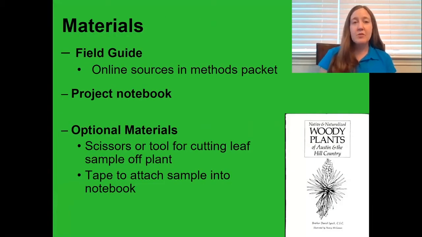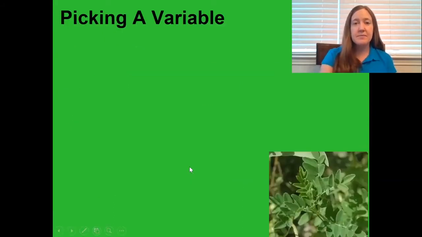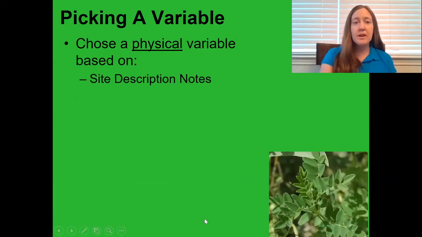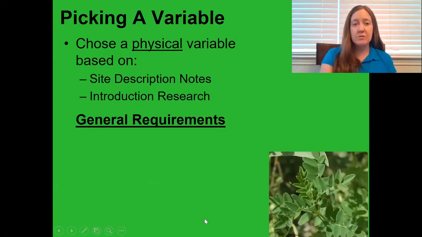For materials, you'll be using online field guides and online plant identification websites. You'll also need your project notebook, right, to collect data and your samples. For optional materials, you may want scissors for cutting plant samples, and you may want some tape to attach samples to your notebook if you're worried about them falling out.